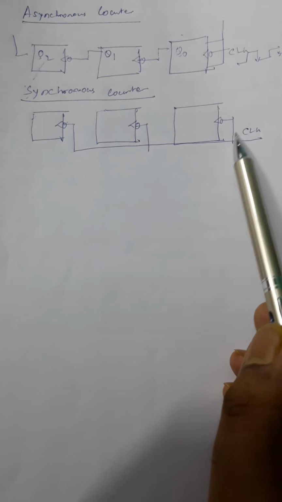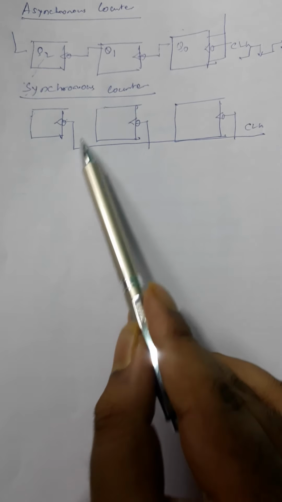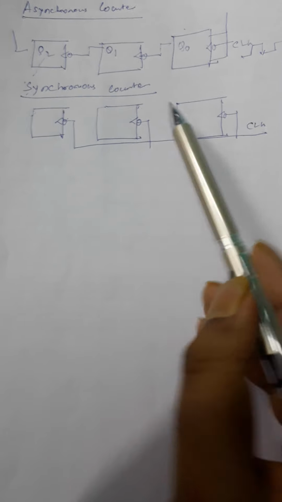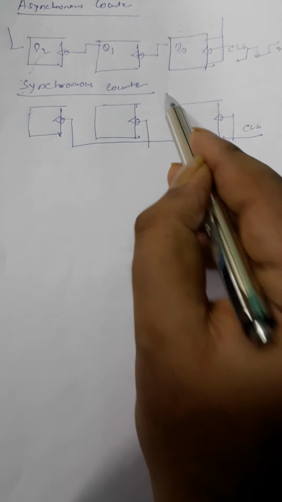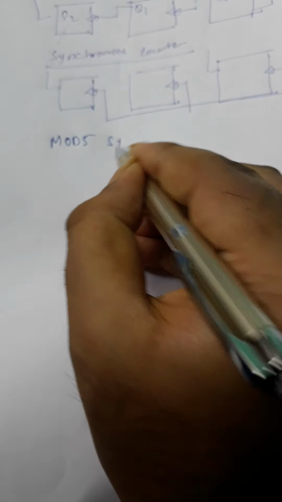What we can see, all the flip-flops are getting clocked simultaneously, so that the output of these flip-flops can change simultaneously, right? Simultaneously means at the same time. That is, the very time the clock appears, the output is going to change. Now today we shall learn about the design of mod 5 synchronous counter.